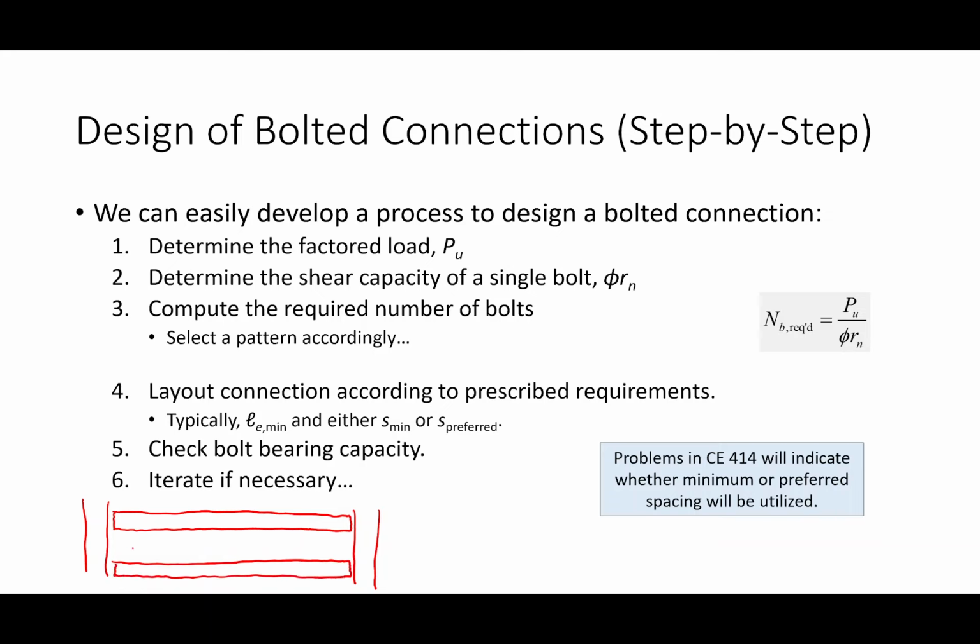Let's just say I've got two members between these two columns. Now, the member up top, I'm going to use minimum spacings and minimum edge distances. So I'm going to pack those bolts together as closely as possible. That means the plate that connects them is going to go like that, right?